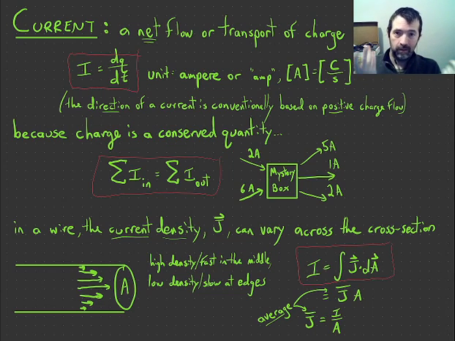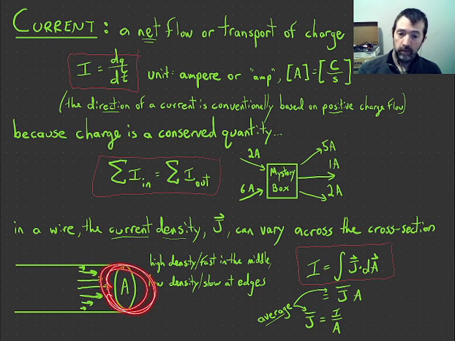So current is not a vector, but current density is, because it's related to the orientation of the cross-sectional area. And so there's an area vector there, just like the area vectors we saw with flux. And frankly, you can think of this as being like a charge flux. It's essentially the same thing.